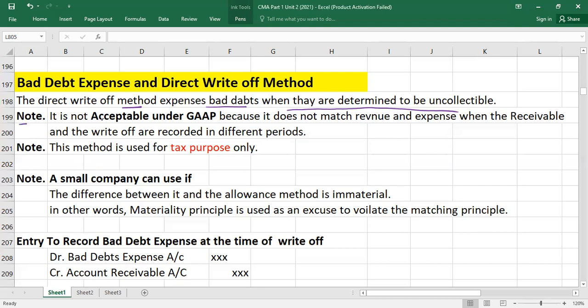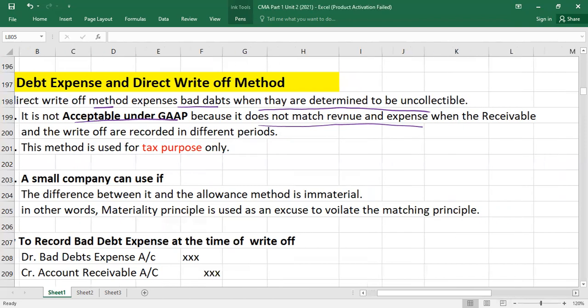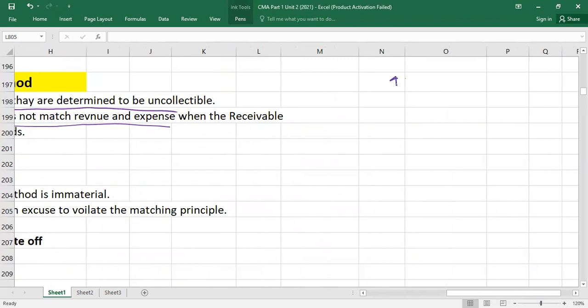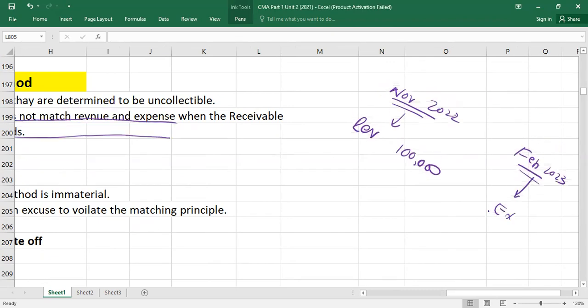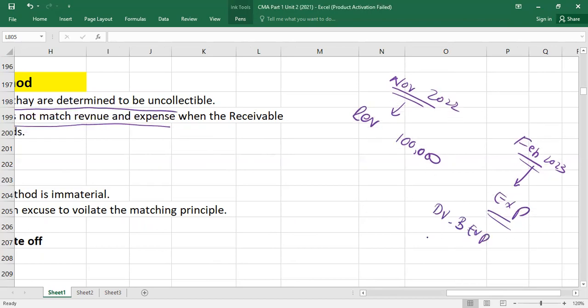Second, note: it is not acceptable under GAAP because it does not match revenue and expenses. It's a very critical point. For example, I made a credit sale in November 2022, so I have booked revenue of, say, $100,000 in the income statement. But in February 2023, I came to know this customer is not going to pay. I will record the expense in this year, passing the entry: debit bad debts expense, credit receivable. So see, it's not matching, because the revenue is recorded in one period, 2022, and the expense is recorded in another period.